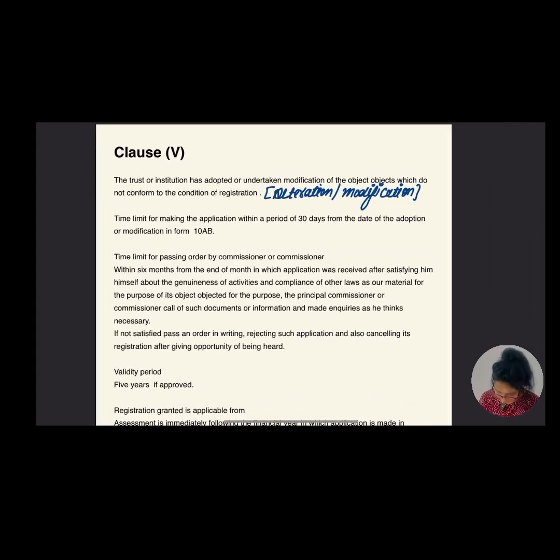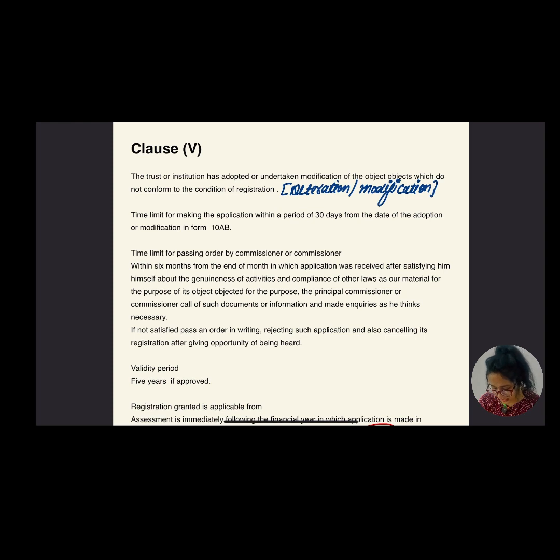Let's go for clause 5th. The trust or institution has adopted or undertaken a modification of objects which does not conform to the conditions of registration. This is specifically for alteration and modification.